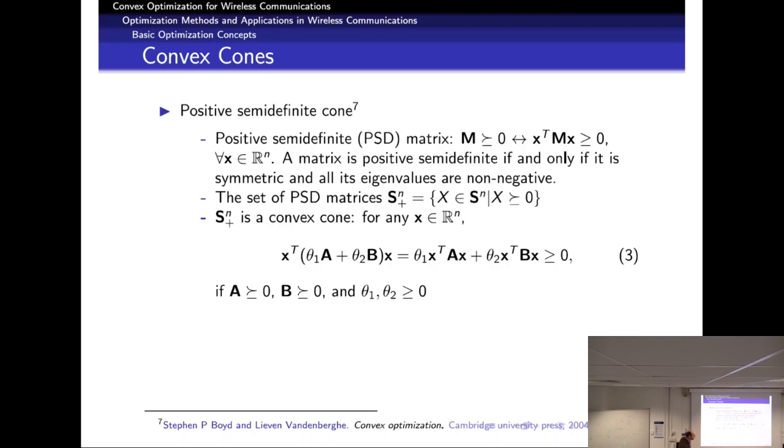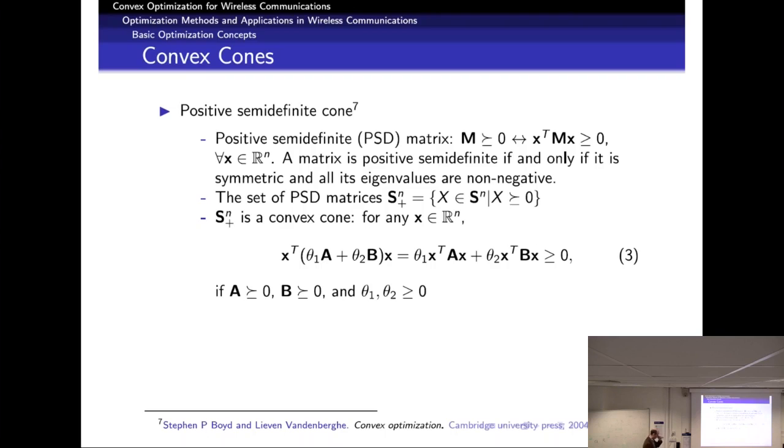One more definition of cone, or type of cone, is the positive semi-definite cone, which plays with positive semi-definite matrices. This is a type of matrix that we have seen already quite a bit, even though I did not mention it. When we played with covariance matrices, for instance, the input covariance matrix that we were optimizing in the capacity of a MIMO channel, or the covariance matrix of the channel, those are typically examples of matrices that are positive semi-definite.